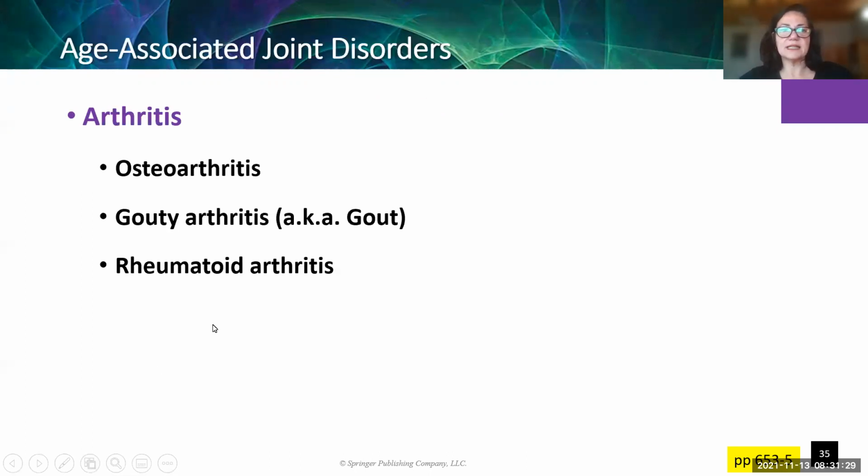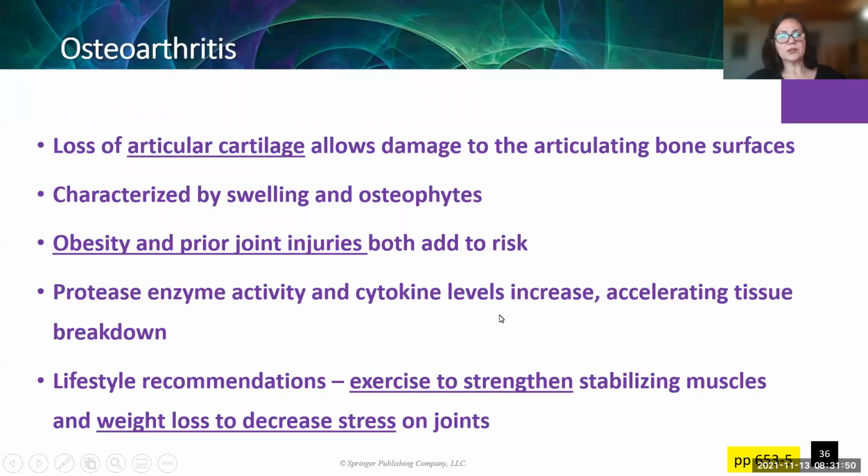All right, now let's take a look at joint disorders that are often associated with age. These are the arthritis. So itis, inflammation, arthro refers to the joints. The most common one is osteoarthritis, but we'll mention a couple of others: gouty arthritis, also known as gout, and rheumatoid arthritis. So osteoarthritis, what's happening here is we're losing articular cartilage, that tissue that covers the ends of the bones where they articulate.